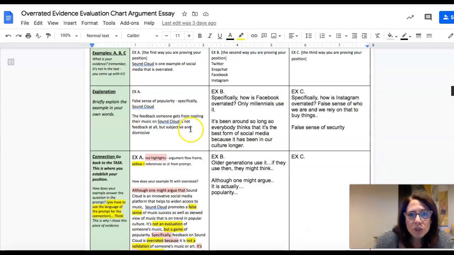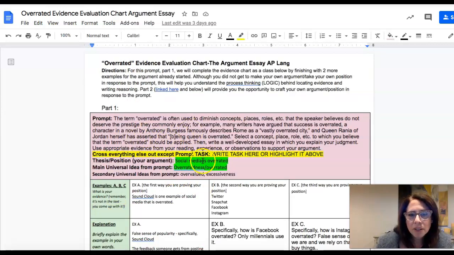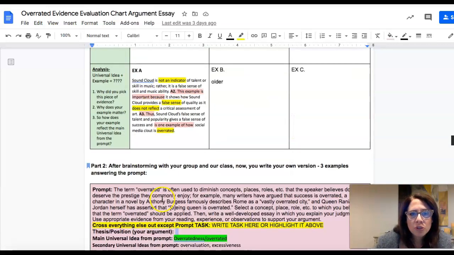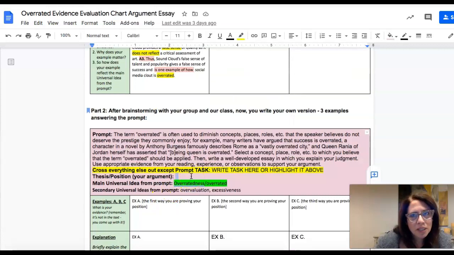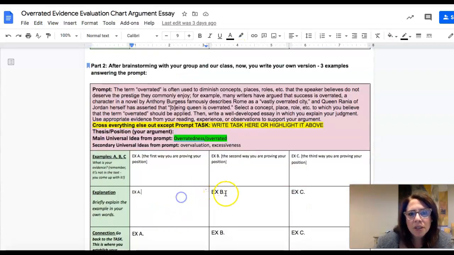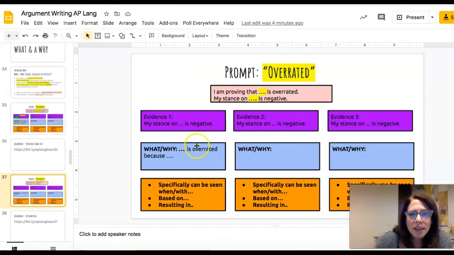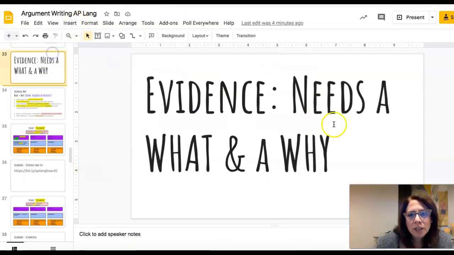Just like I chose social media as my thesis up here, right? You're going to choose your thesis. It cannot be social media. It could be anything else. And then you're going to come up with 3 examples, and then always think it's the what and it's the why. It's the what and why together.